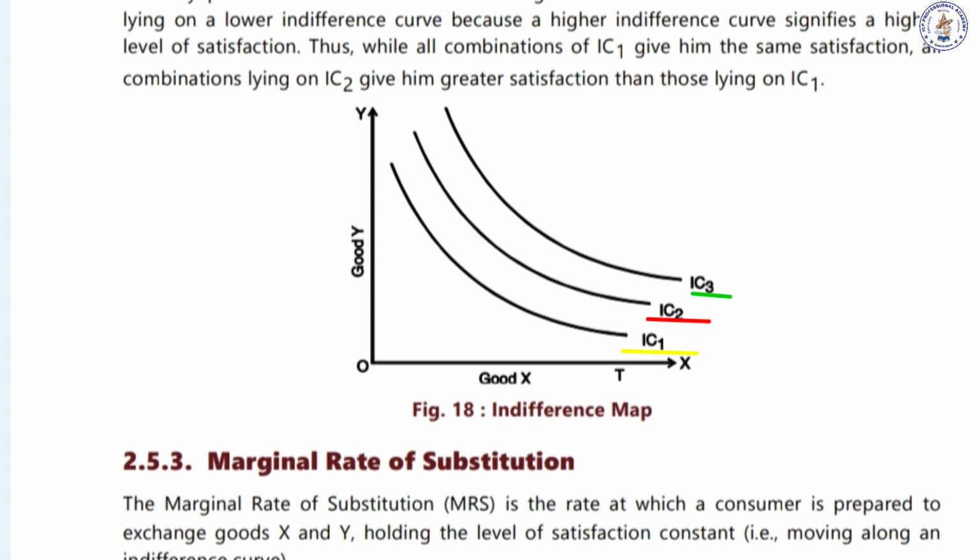So here we have marked X and Y. On the Y-axis is good Y, and on the X-axis you have good X. Now there are various combinations in IC1, IC2 and IC3. As you move along IC1, the utility is the same, but for different quantities of good Y, different quantities of good X are to be taken. When the curve shifts to IC2, it gives various different combinations, and a greater satisfaction level also. So this is what is called the indifference curve map.